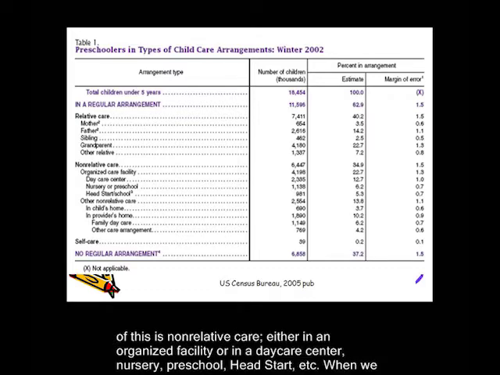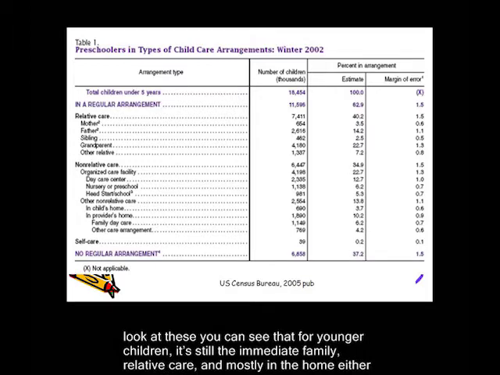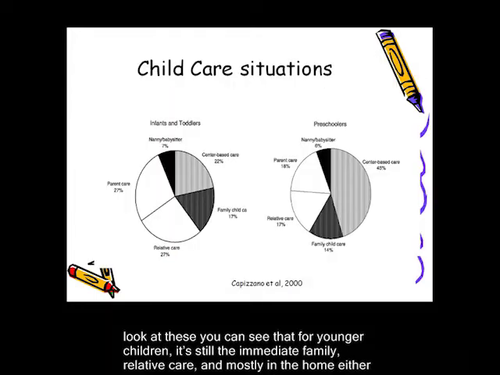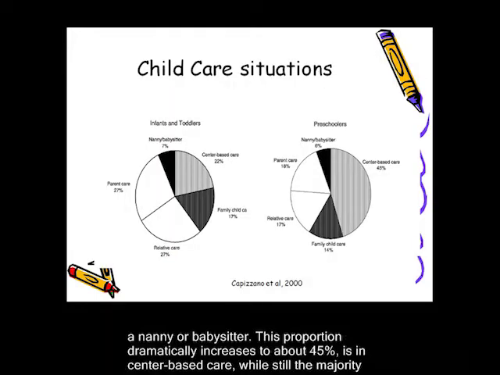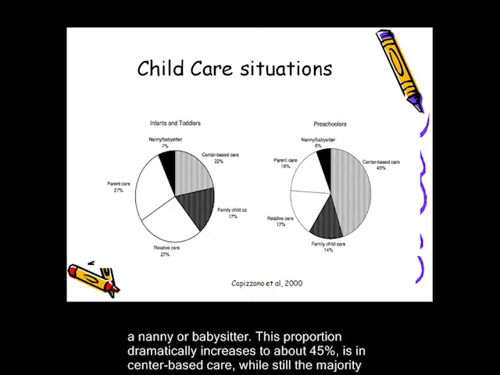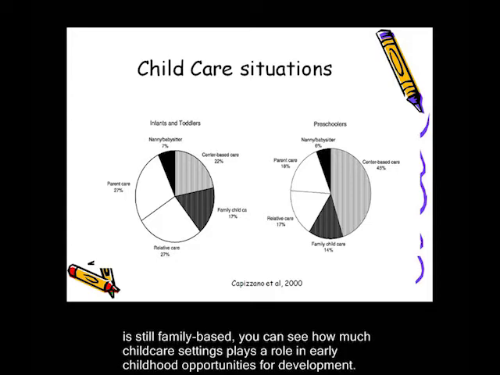And when we look at these, you can see that for younger children, it's still immediate family and relative care, and mostly in the home, either nanny or babysitter. But this proportion dramatically increases to about 45% in center-based care, while still the majority is family-based. You can see how much childcare settings play a role in early childhood opportunities for development.